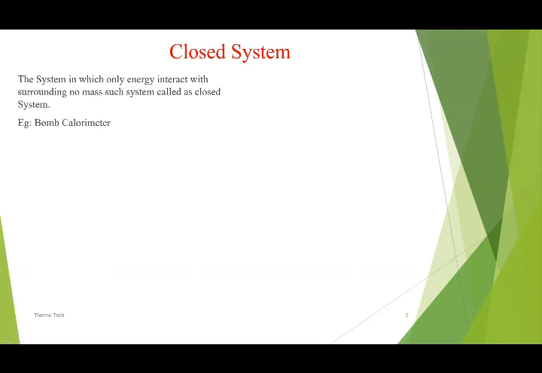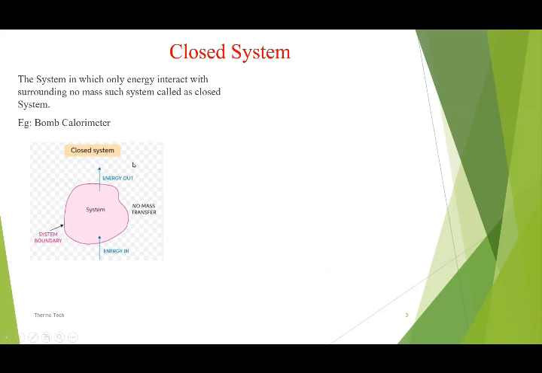Next, we have the closed system. So what is a closed system? A closed system is one in which only energy interacts with the surroundings; no mass interacts with the surroundings. Such systems are called closed systems. An example of a closed system is the bomb calorimeter. Again, you can see here that we have a system separated from the surroundings by a system boundary. Only energy is entering the system and leaving the system. There is no interaction of mass from the system to the surroundings or from the surroundings to the system.